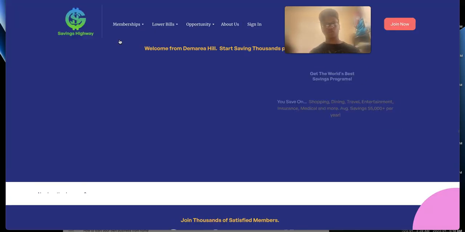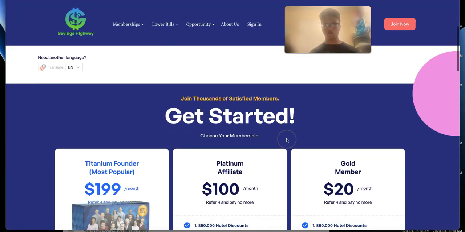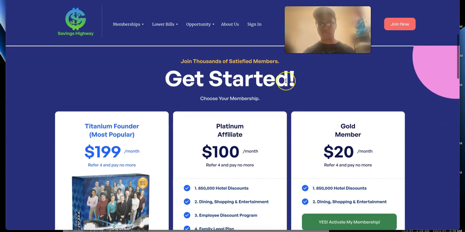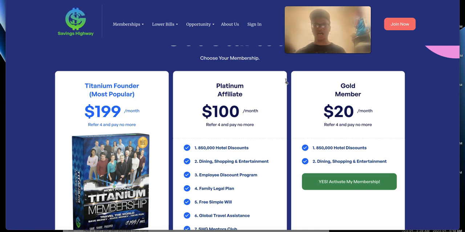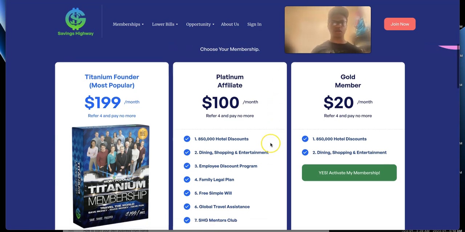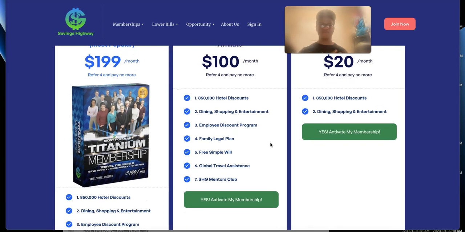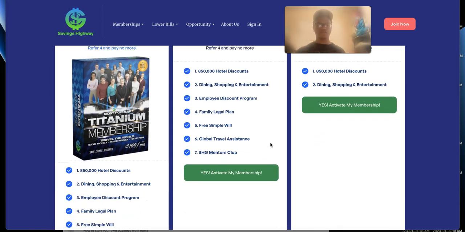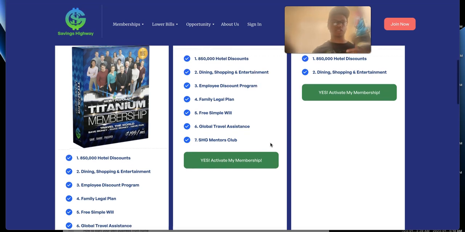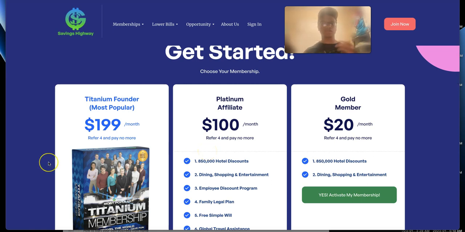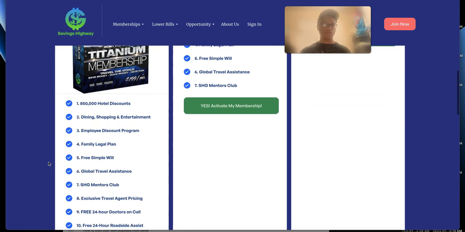They offer all sorts of benefits. So if we scroll down, they have 3 different memberships depending on what you're going for in your lifestyle. To the right, we have the $20, which a lot of people start here. You have discounts on hotels, travel, dining, shopping, entertainment, and some credit repair benefits as well. You have the platinum, which has those same things, and you have a family legal plan. You see it right there, more travel assistance, the mentorship, and then one of the biggest, popular packages, just because what it has is everything that we mentioned.